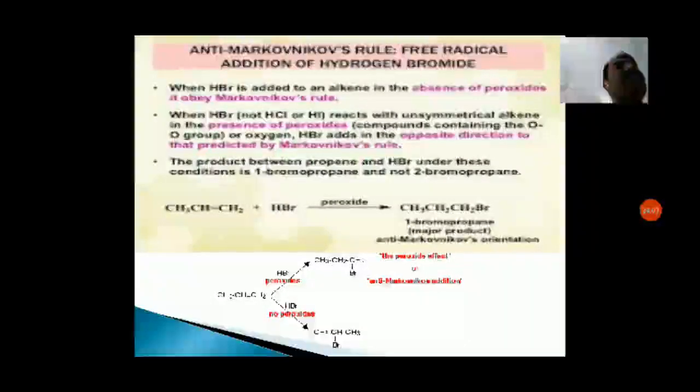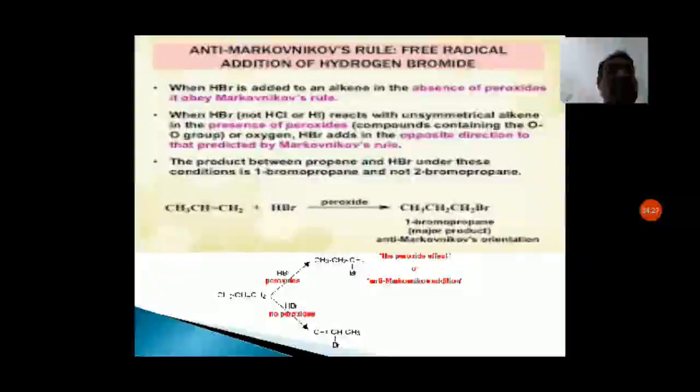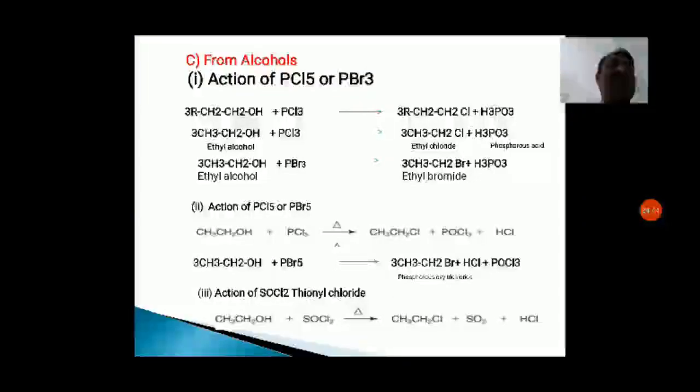The addition of hydrogen halide to the unsymmetric alkene will take place in such a way that the negative part of the reagent, that means the halide ion, will go to that carbon atom which contains fewer hydrogen atoms. So these are the products. One is the anti-Markovnikov's product, which is in the presence of peroxide, and the second product, in the absence of peroxide, is 2-bromopropane. It is in accordance with Markovnikov's rule. So next is from alcohol.